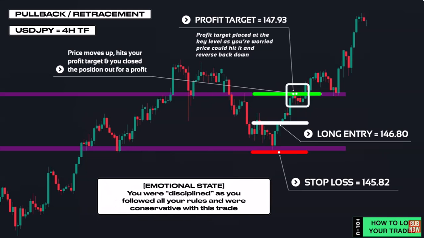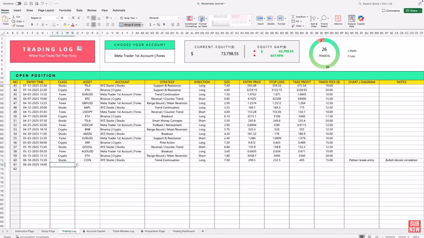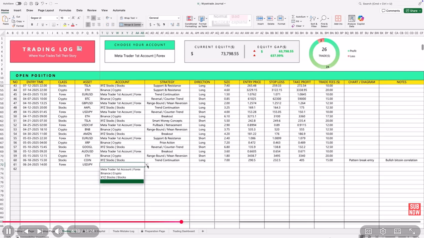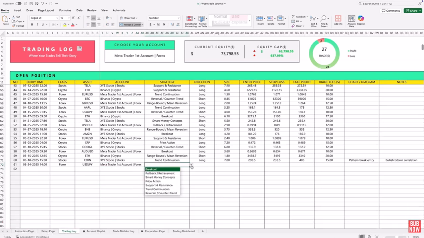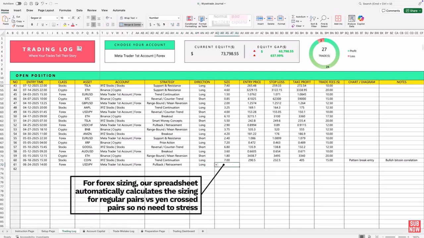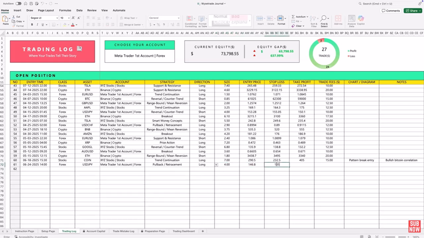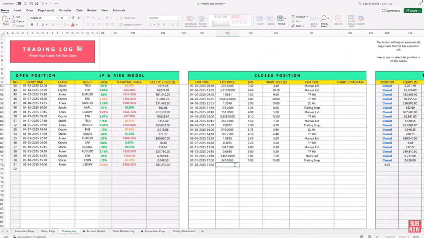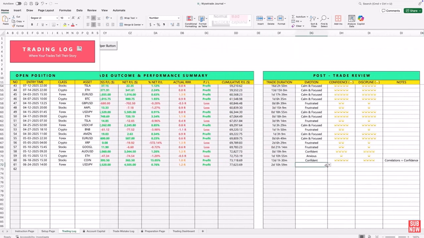Let's now jump back to the journal and log this winning trade. Fill out everything again based on the trade you took. Select Forex, dollar-yen, Forex account, pullback retracement strategy, and for sizing, our spreadsheet automatically calculates the sizing for regular pairs versus yen cross pairs, so no need to stress. Exit type, target price hit. Emotion, disciplined. Now that we've covered how to log trades, let's go to the trading dashboard.